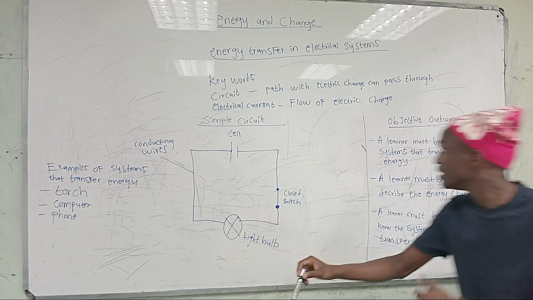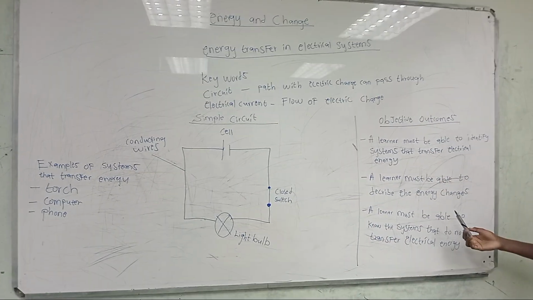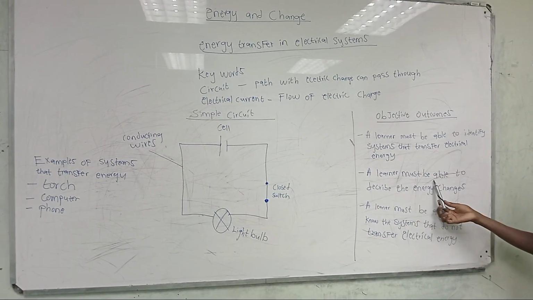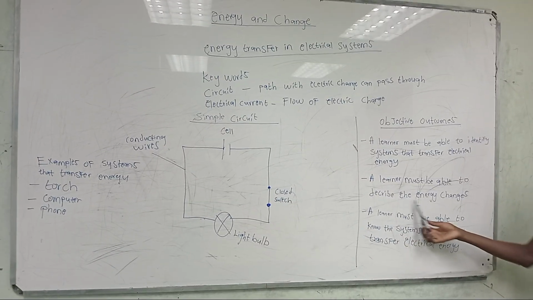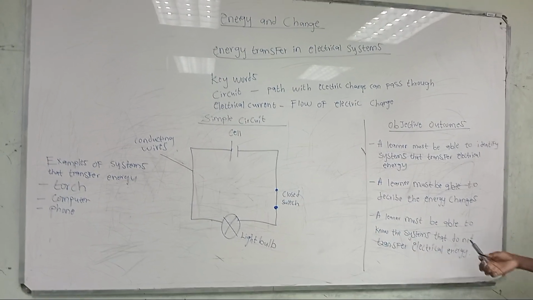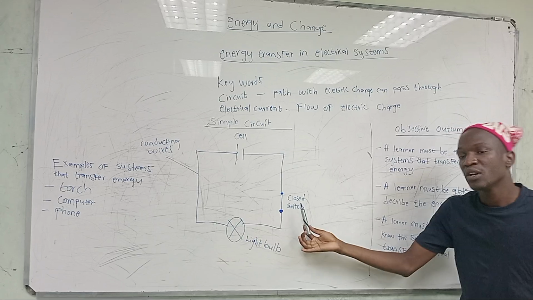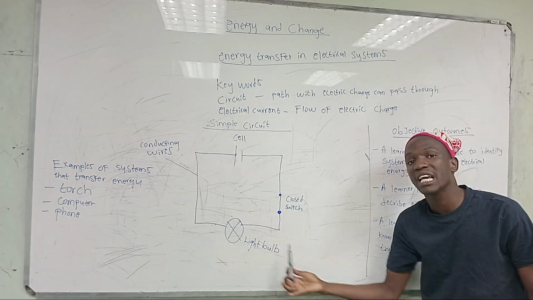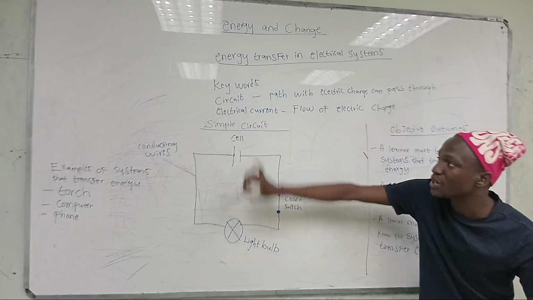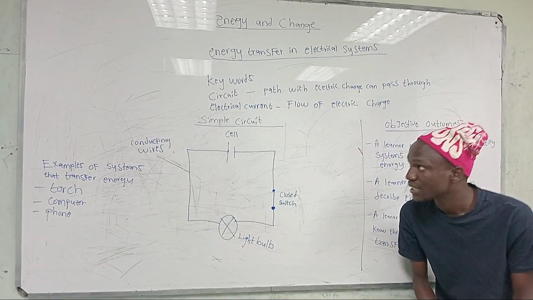And when you go to our learning objectives, they say a learner must be able to describe the energy changes. That all of these things, when I press on here so that I can have a light, what happened? And a learner must be able to explain what happened throughout that process.